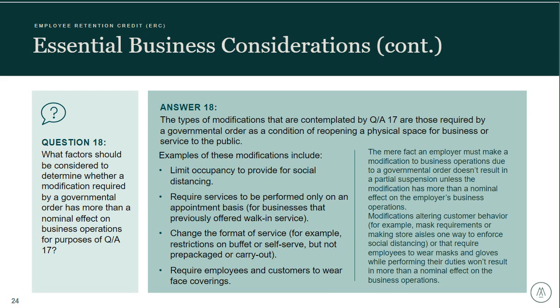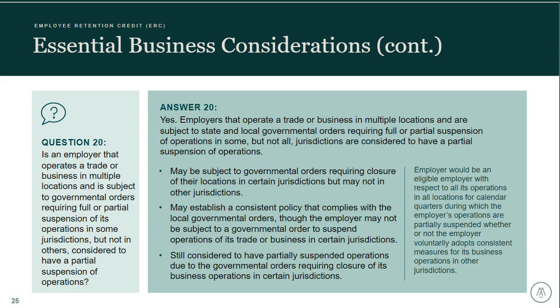But you handle 20 there, Craig. Yeah. So is an employer that operates a trade or business in multiple locations and is subject to government orders requiring full or partial suspension of its operations in some jurisdictions, but not in others, considered to have a partial suspension of operations? The IRS gives an interesting answer, which is that employers that operate a trade or business in multiple locations and are subject to state and local government orders requiring full or partial suspension of operations in some, but not all jurisdictions, are considered to have a partial suspension of operations.